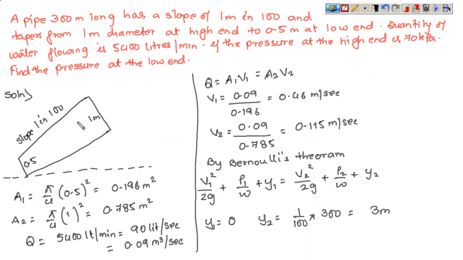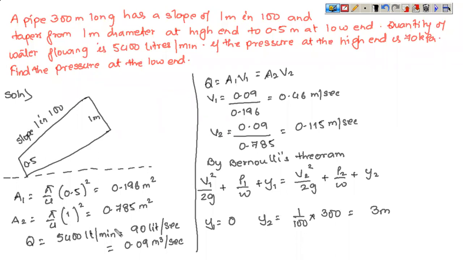So this is the diagrammatic representation of the pipe. Now what is the inlet area? It is pi by 4 d square, so this is 0.196 meter square. This is the outlet area, pi by 4 into 1 square. We have taken all units in meters, so this is 0.785 meters square. Now the discharge is given as 5400 liters per minute. You need to convert this into seconds, so this is 90 liters per second. How did we get this? 5400 divided by 60.